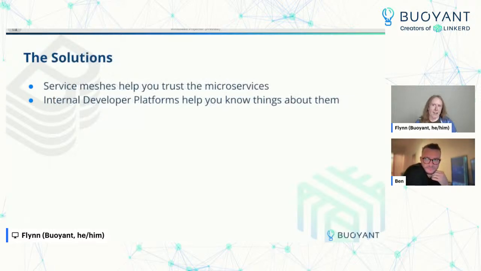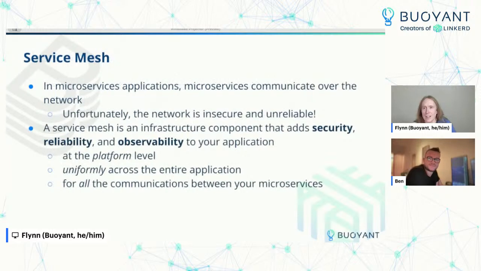Service meshes can help you trust things, and they can provide you with a lot of information about what's going on in your cluster. Internal developer platforms, on the other hand, let you know a lot about what's going on and keep track of all the information that we were just talking about. In microservices applications, everything that's going on involves communicating over the network. The network is fundamentally insecure. It's fundamentally unreliable. We can add a service mesh to the mix to add security, reliability, and observability to your application at the platform level, uniformly across the entire application, without needing to change any of your application.